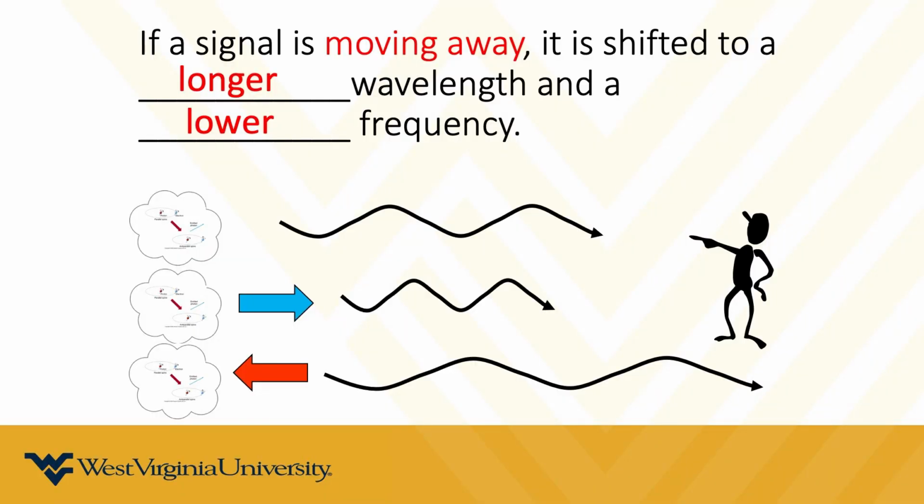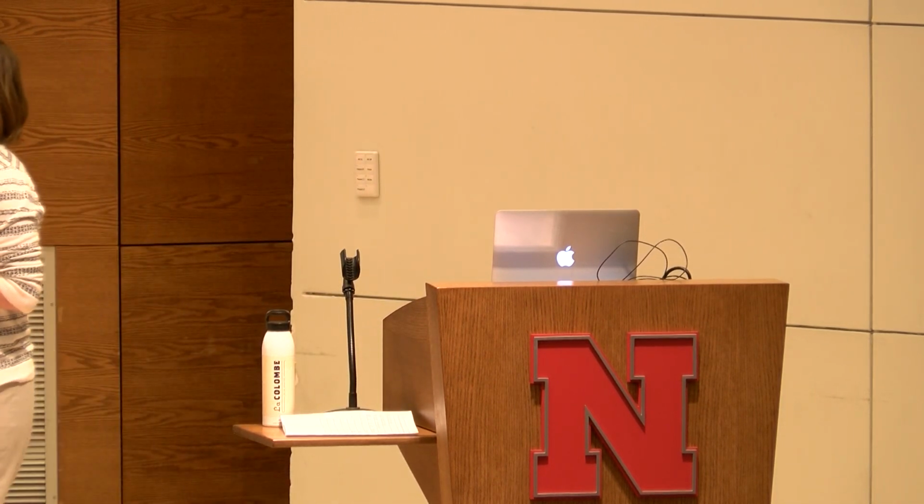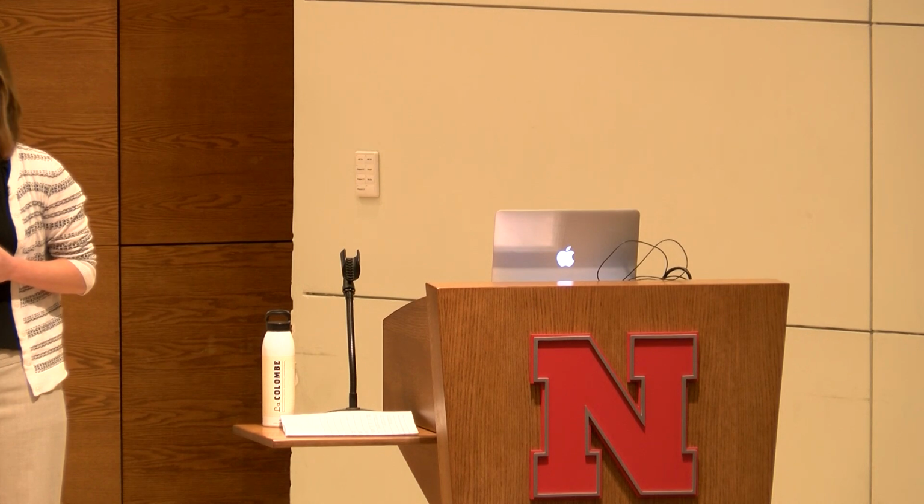So let's make sure we understand. Help me fill in the blanks here. If a signal is getting closer, it is shifted to a what wavelength? Shorter wavelength and a higher frequency. If a signal is moving away, it is shifted to a longer wavelength and a lower frequency. So look at your data and figure out which ones are lower frequency and which ones are higher frequency. Then the special, which one is it? What's the frequency, the special one? 1420.41 megahertz. So just maybe like draw a line where 1420.41 is on your data. And everything to the right is going to be higher frequency, right? And everything to the left is going to be lower frequency.